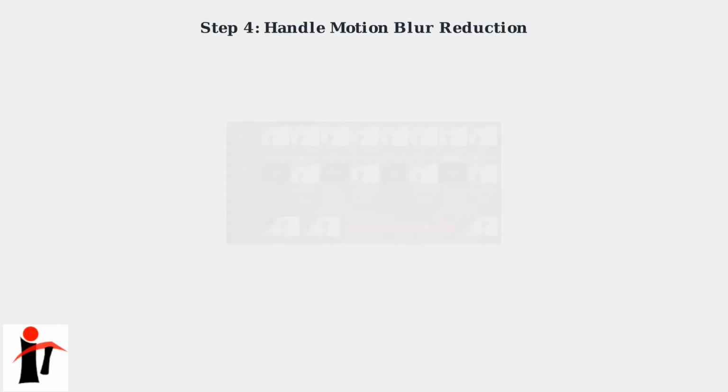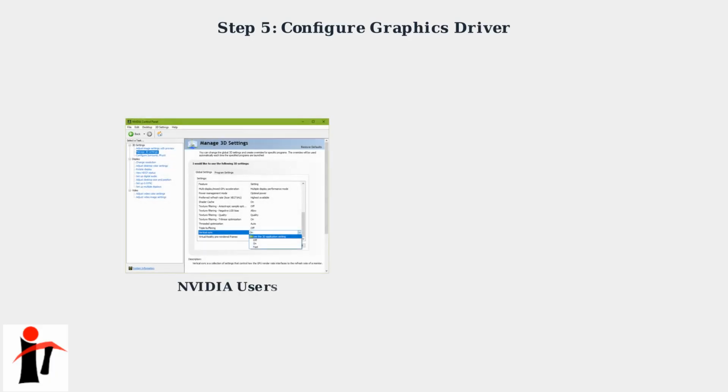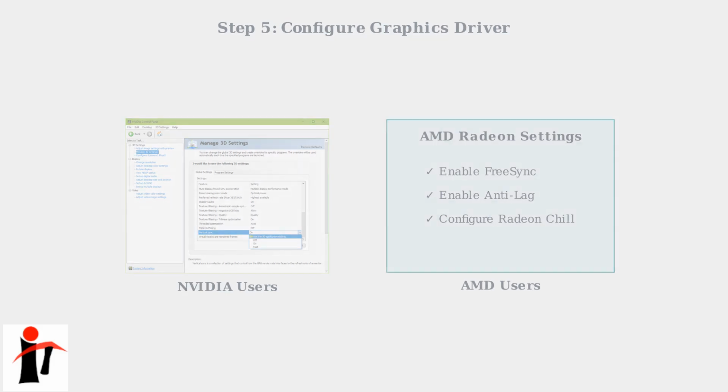If you find Motion Blur Reduction, or MBR, enabled, you may want to disable it. While this feature can improve motion clarity, it significantly reduces brightness and conflicts with variable refresh rate technologies. For optimal results, configure your graphics driver settings. NVIDIA users should enable G-Sync in the control panel and set maximum refresh rate. AMD users should enable FreeSync and configure anti-lag for consistent performance.